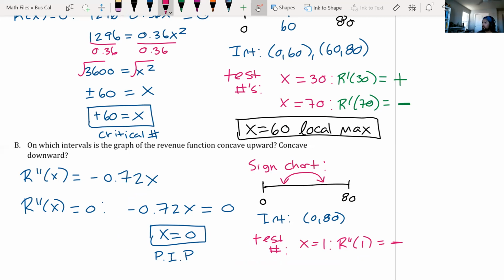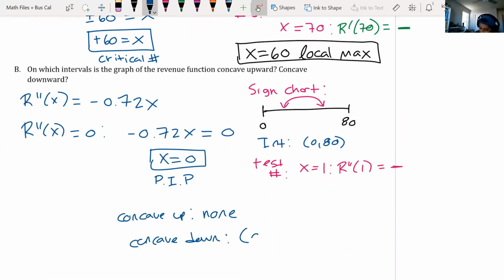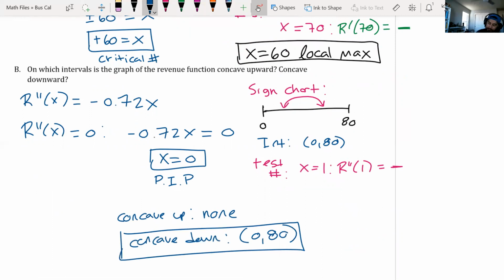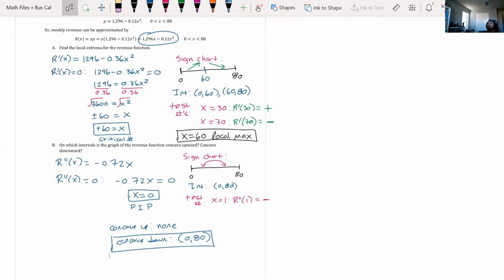Okay. So all this question wants to know is what intervals are you concave up and concave down? Will this function ever be concave up? No. So concave up, we say none. And concave down, we are from 0 to 80. There you go. That's it. Done.